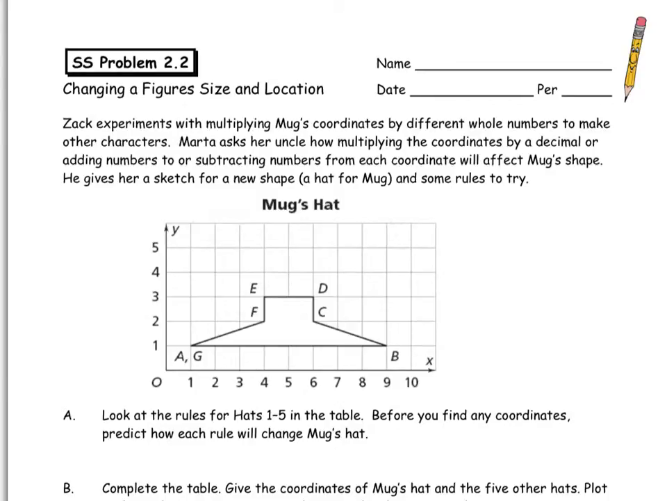Okay, we're looking at problem 2.2, changing a figure size and location. It says here, Zach experiments with multiplying Mug's coordinates by different whole numbers to make other characters. Marta asks her uncle how multiplying the coordinates by a decimal or adding numbers to or subtracting numbers from each coordinate will affect Mug's shape. He gives her a sketch for a new shape, a hat for Mug, and some rules to try.